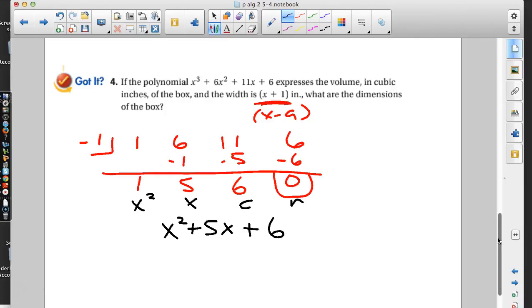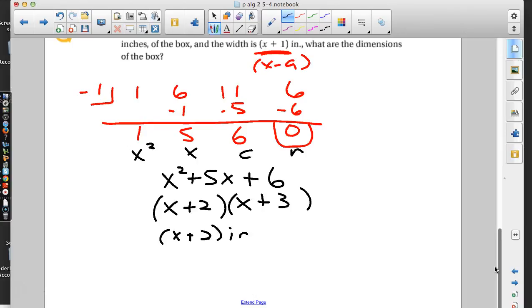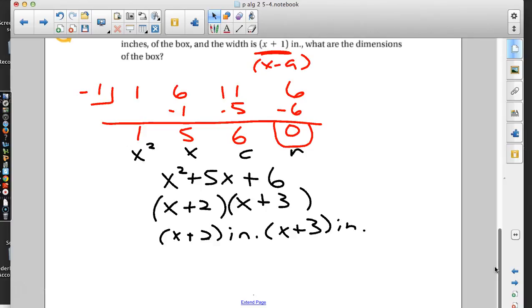And they want to know, if we broke this up into the other 2 dimensions, what would they be? It's not a perfect square trinomial, so we'll just go to old-fashioned factoring. What should we use? 3 and 2. So we'd have x plus 2 inches and x plus 3 inches. And there it is. Notice how this kind of started us off so we could factor. Synthetic division helps a lot with that. So if we can at least figure out something to do synthetically, then after that, it'll become a lot easier.